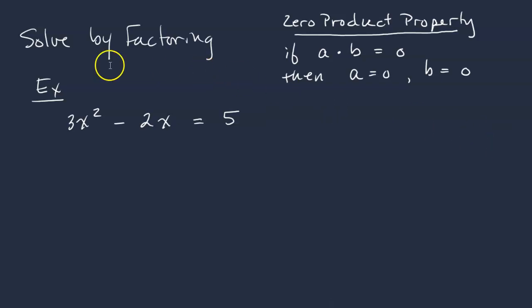This is an example of solving a quadratic equation by factoring. We're going to use the zero product property in order to solve this. So a quadratic equation is an equation of the form ax squared plus bx plus c equals 0.